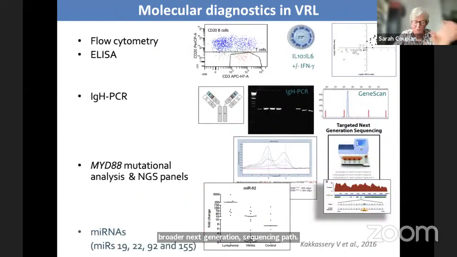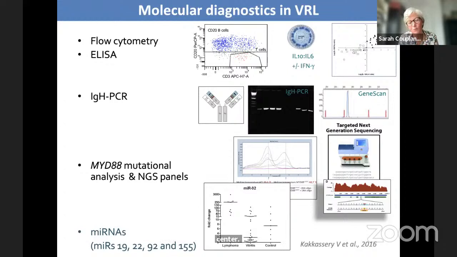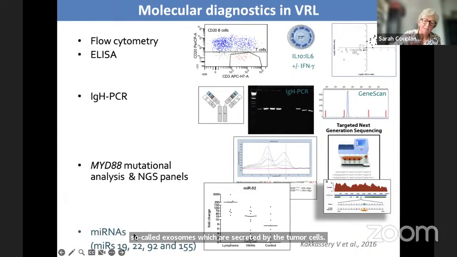And something that was published a while ago, but hasn't been validated as yet by another center, is looking at microRNAs, which are released from so-called exosomes, which are secreted by the tumor cells. And this is essentially looking at the supernatant of the vitrectomy rather than the cellular component of it. This does require validation, but they suggest that using this constellation of microRNAs, you can differentiate a vitreoretinal lymphoma from a vitritis.